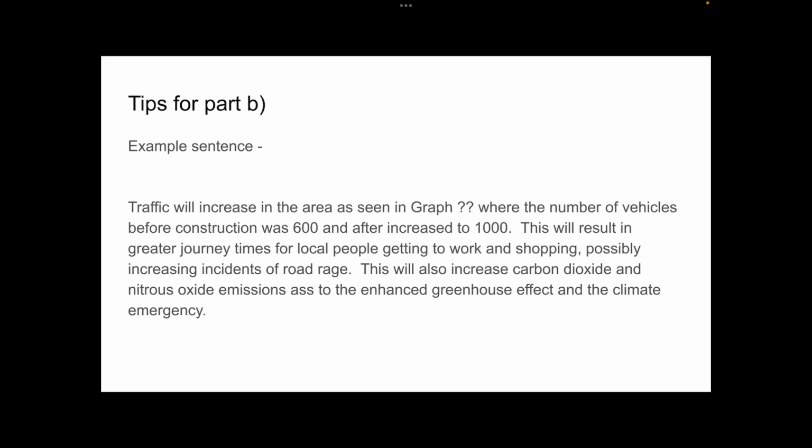Okay, here's a wee example sentence linked to that. So traffic will increase in the area as seen in graph whatever the number is, with the number of vehicles before construction was 600 and after it increased to 1,000. You'd get a mark for that. That's for using the other sources, not just the map. And that's on top of your map evidence marks. This will result in greater journey times for local people getting to work and shopping, and our remark there, possibly increasing incidence of road rage, our mark. This will also increase carbon dioxide and nitrous oxide emissions, that should say adding to the greenhouse effect and the climate emergency.